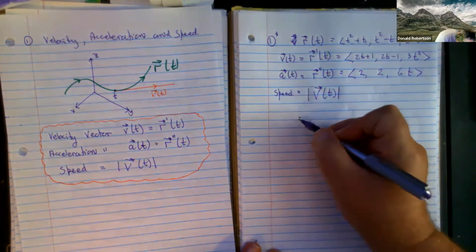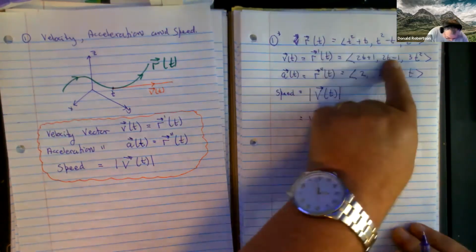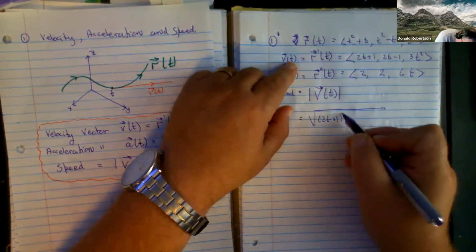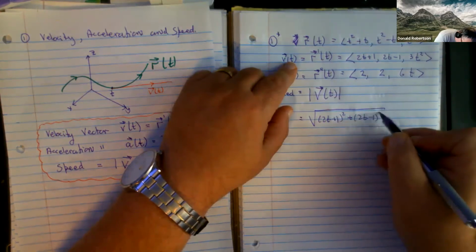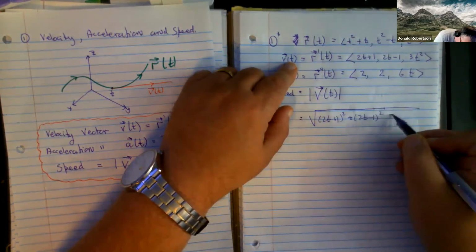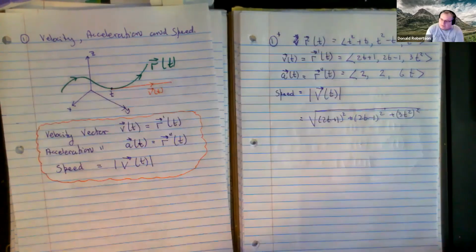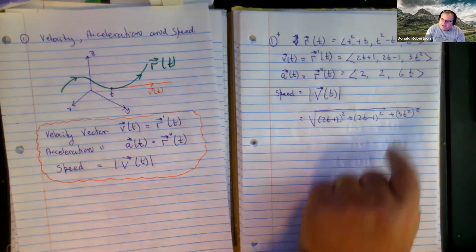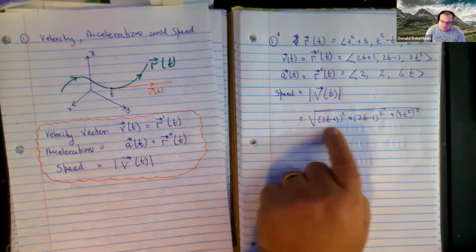Now, we know how to get magnitudes of vectors, even ones that have t's in them. It's this guy squared plus this guy squared, finally plus 3t squared. So far, so good. Velocity is the first derivative, acceleration is the second derivative, and the speed is this guy.